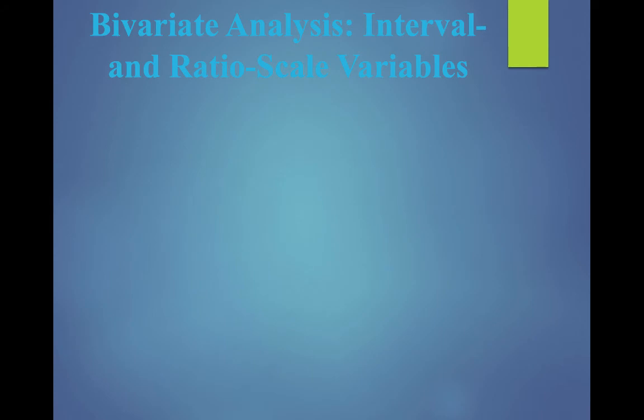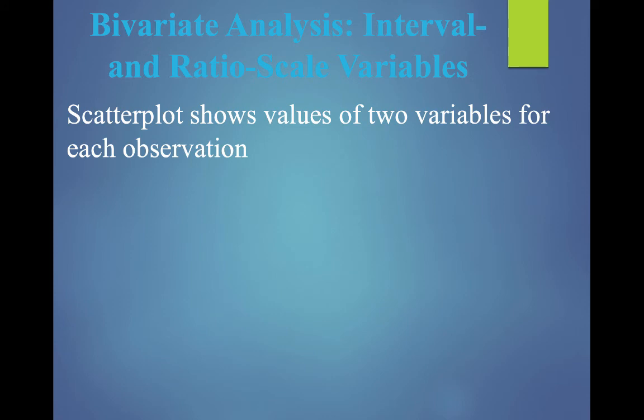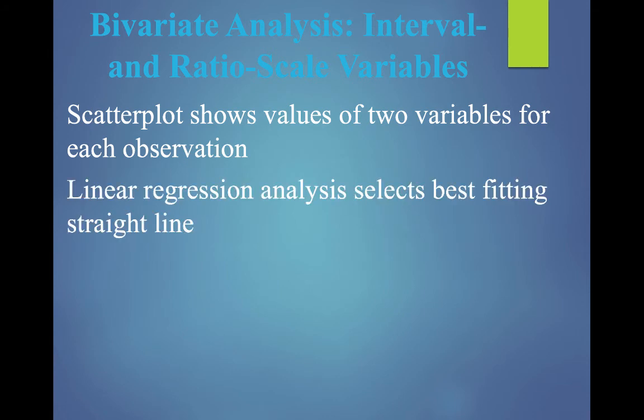All right, bivariate analysis of interval and ratio variables. Scatter plots are used to show values of two variables for each observation. So it's a visual representation of the relationship between numerical values. Basically, the data from one variable is connected to the data from another variable, and they put this in a chart. And this indicates whether a linear regression makes sense to do, right? So linear regression analysis selects the best fitting straight line, the line that best describes the relationship between two ratio variables.